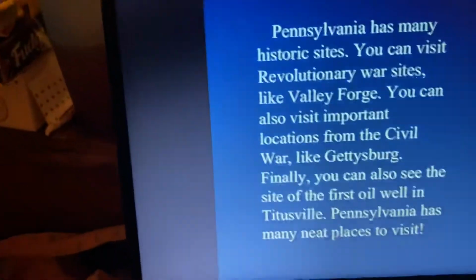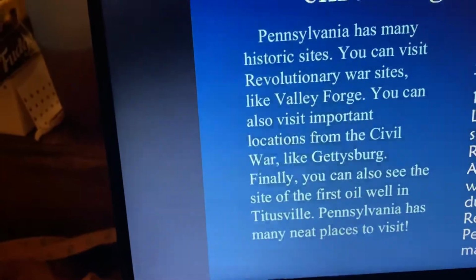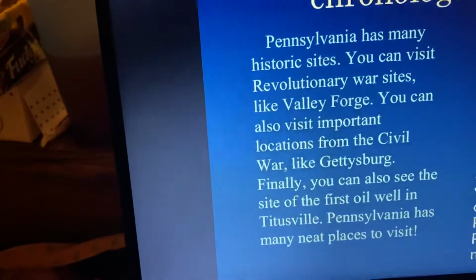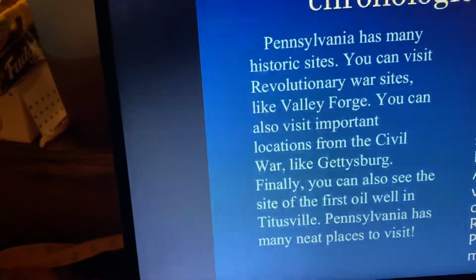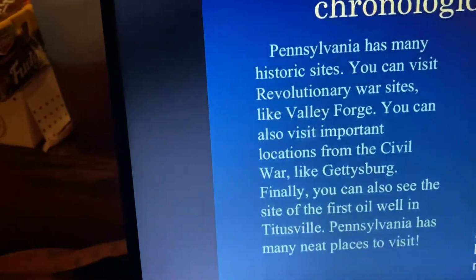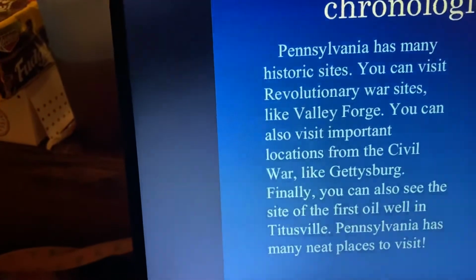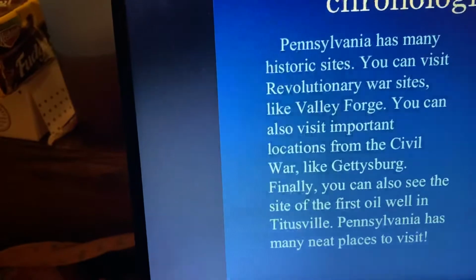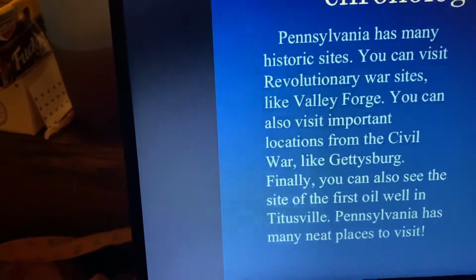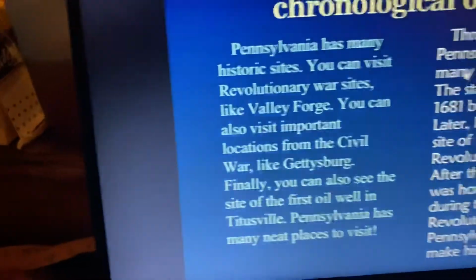Well, if I look over here at this one, I don't see anything like first, but I do see finally in there. Could that be my chronological order passage? I really don't think so, but look at this one.